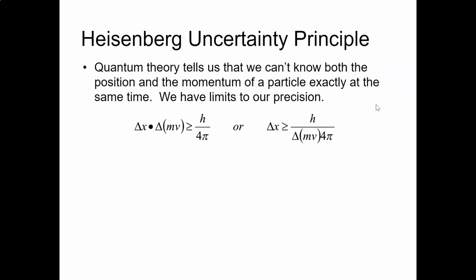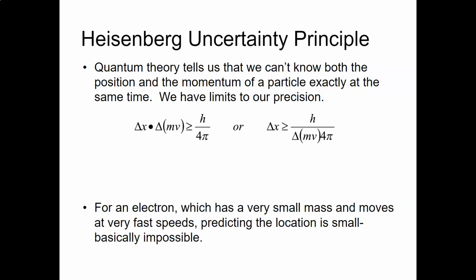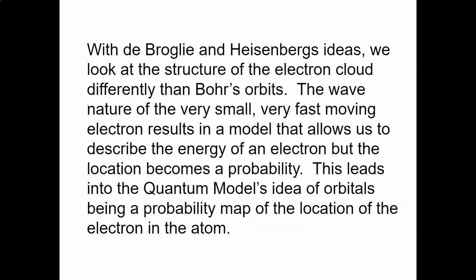But it's just the idea that you can't know where something is and how fast it's going simultaneously for something that is so small. So for an electron, which has a very small mass and moves really fast, predicting its location is basically impossible. That's what the Heisenberg uncertainty principle is saying. There are also what the units mean.